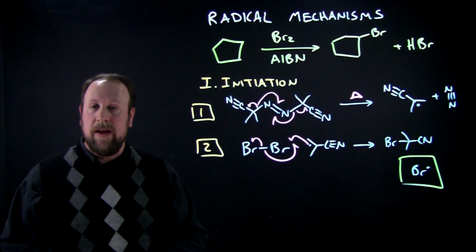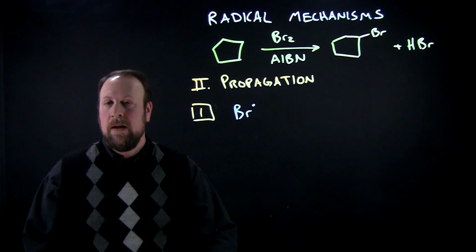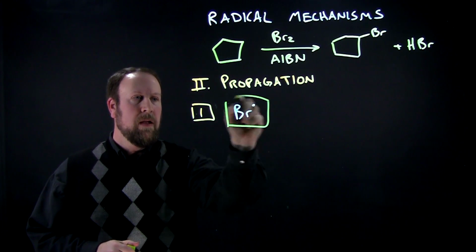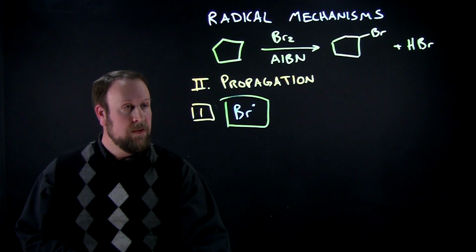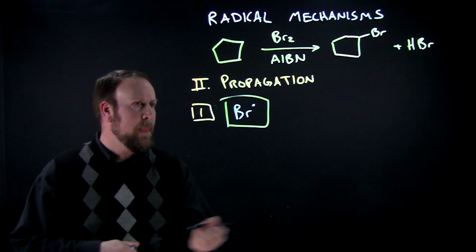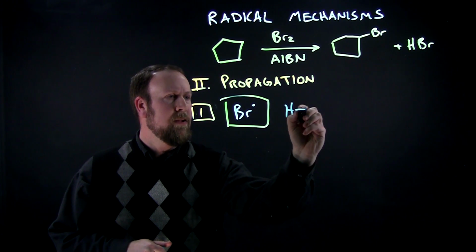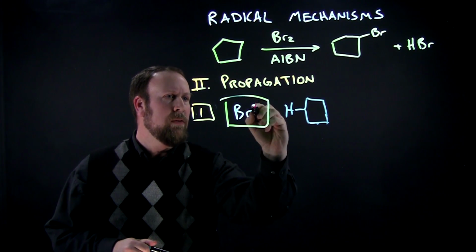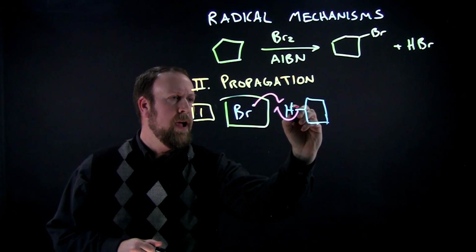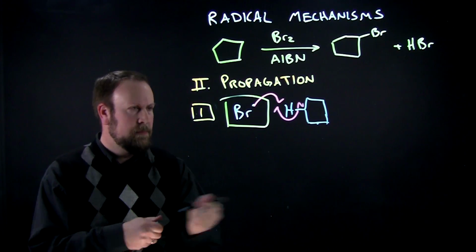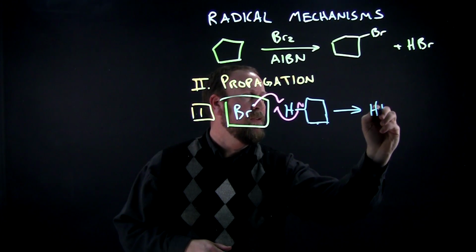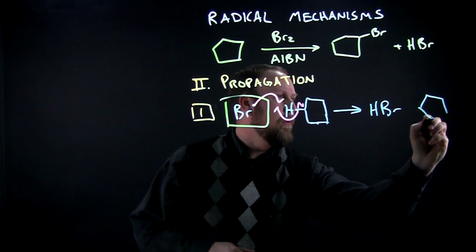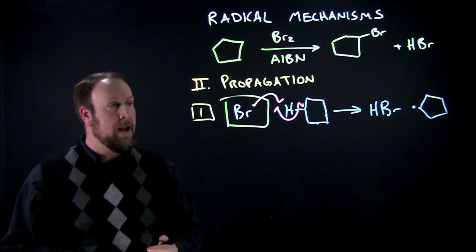So let's take a look at the second phase of our radical mechanism, which is the propagation. Now that we've generated the bromine radical, let's show how we can use this bromine radical to do our radical halogenation. So the first step of our propagation is the hydrogen abstraction from our substrate. This bromine radical is going to pull off one of the hydrogens on this alkane. This generates some HBr, which is one of the byproducts of this reaction. But it also gives us our alkyl radical.